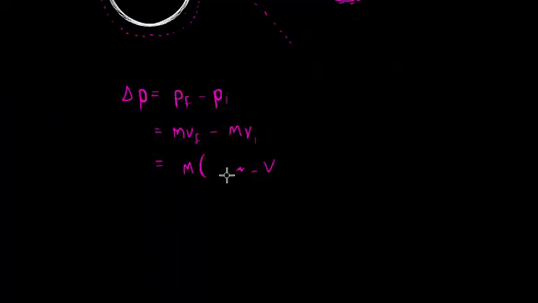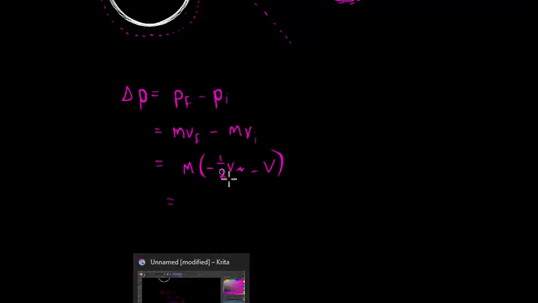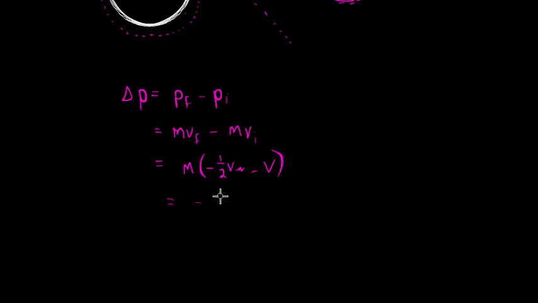What is the future velocity? It bounces back at the speed of half the original one. Very important, it bounces back, so it's negative. Negative half. And so you get 3 over 2, so it's negative 3 over 2 mass times velocity.